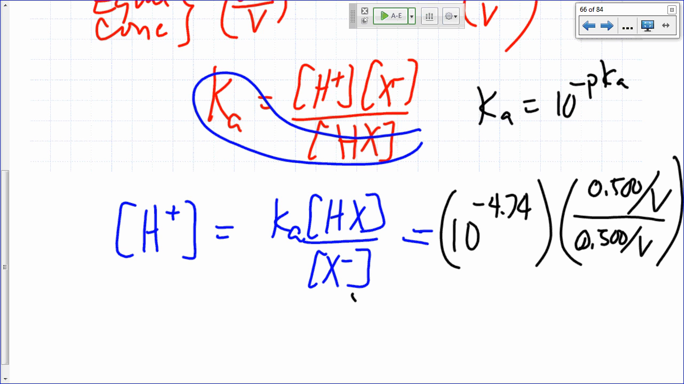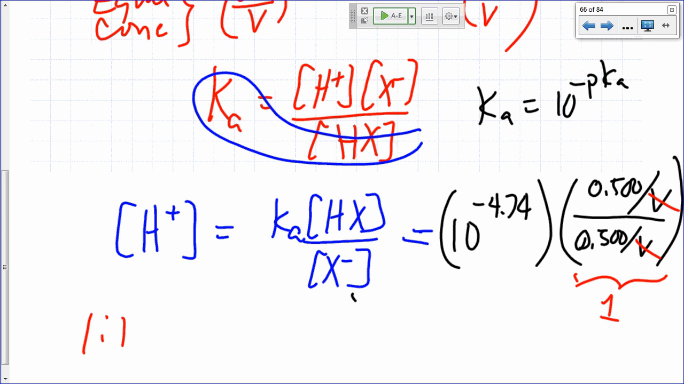So it doesn't really matter what the volume is, right? It just cancels out. And so 0.5 over 0.5, that's 1. So this is just 1. So this is a 1:1 buffer, we say. The ratio of the conjugate base to acid is 1:1.